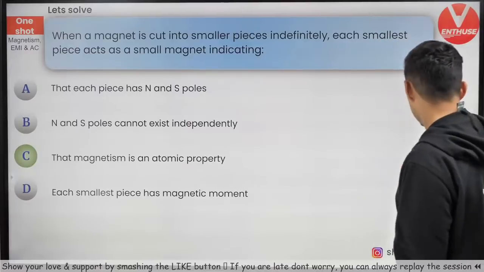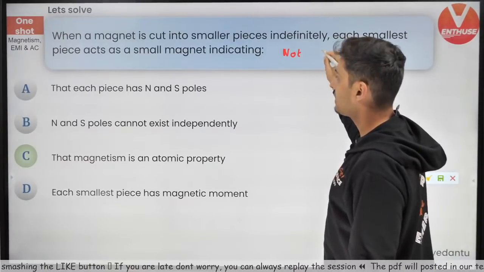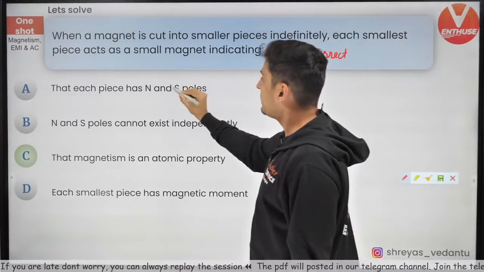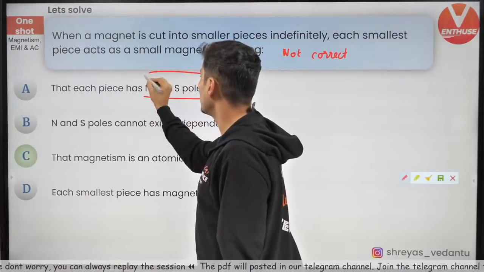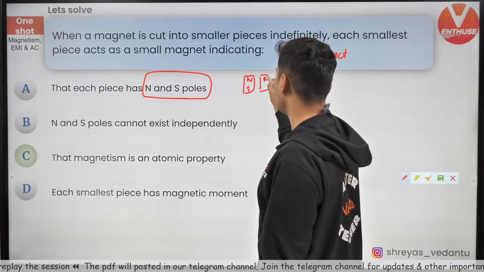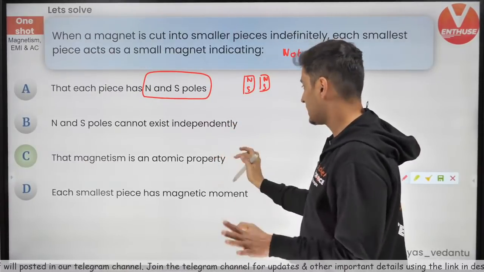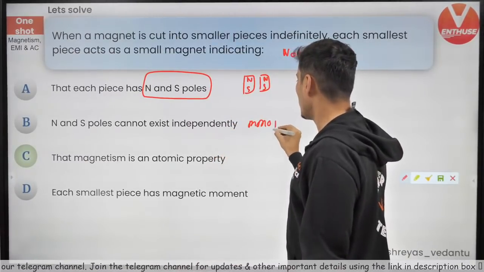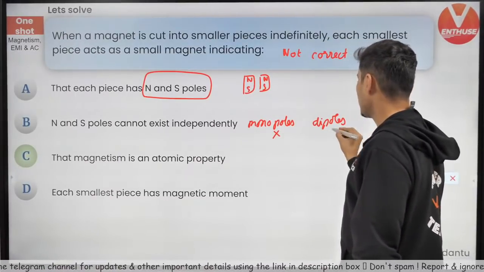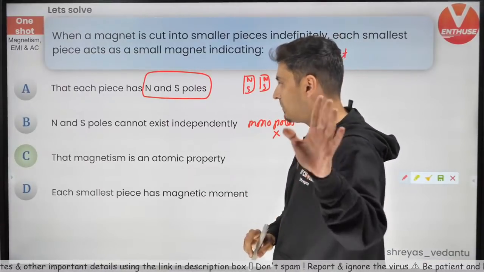Well, I feel this question should have been: which of the following is not correct? Because obviously each piece will have north and south pole. Definitely, no matter how many small pieces you break it into, there will be north and south pole. North and south poles cannot exist independently. Yes, monopoles are basically not possible. Always dipoles exist. That is true. So I think that word not correct was missing, my bad.